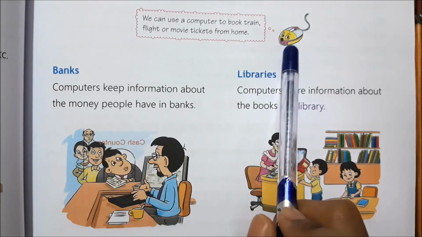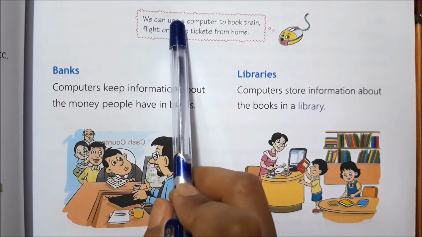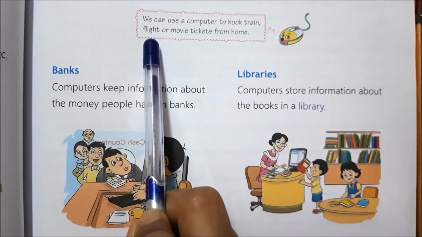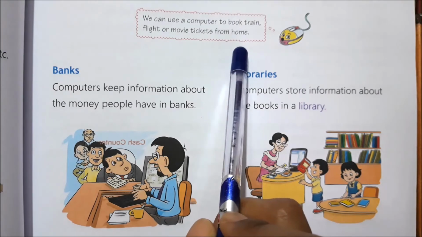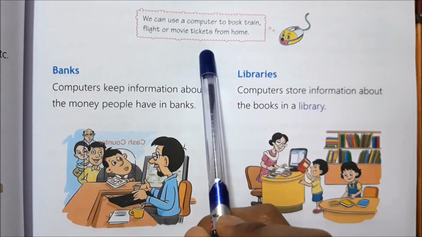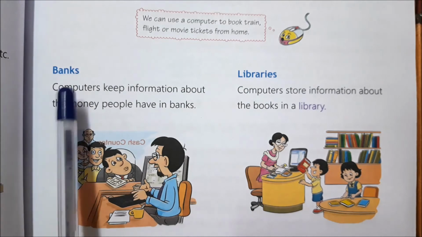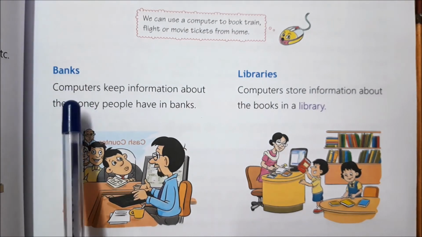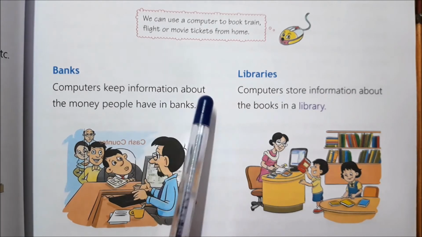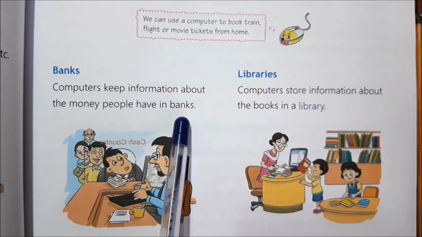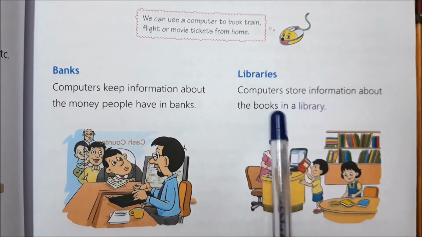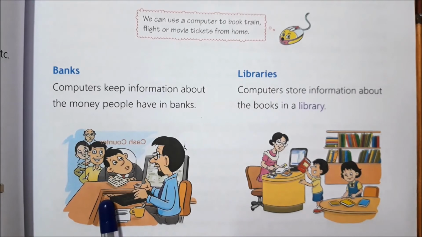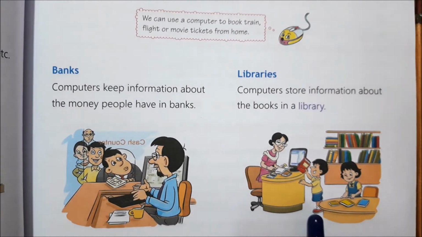Now here, a little mouse is telling us something. We can use a computer to book train, flight, or movie tickets from home. And some of your parents do that, and so you know how much a computer can be used for all these things. Now, the other place we use computers is banks. Computers keep information about the money people have in banks. Libraries, computers store information about the books in a library. So you can see the bank is using a computer and a library is also using a computer.